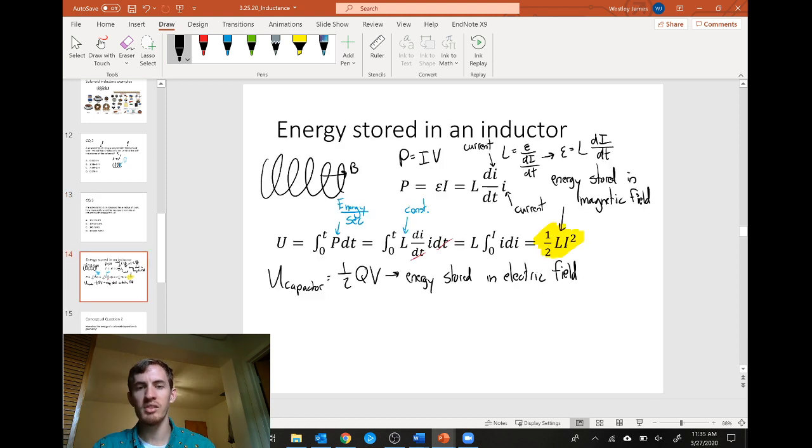We talked about how inductors store energy. Kind of like a capacitor stores energy, an inductor stores energy. Capacitors store that energy in an electric field, and inductors store it in a magnetic field. And the equation is 1/2 the inductance, that's a capital L, times the current going through the inductor squared. Okay.